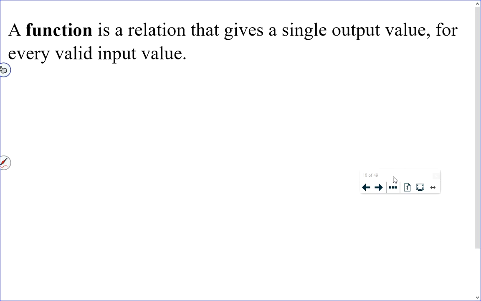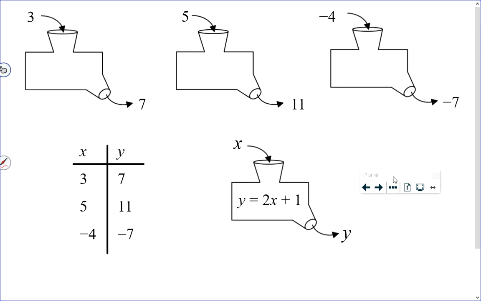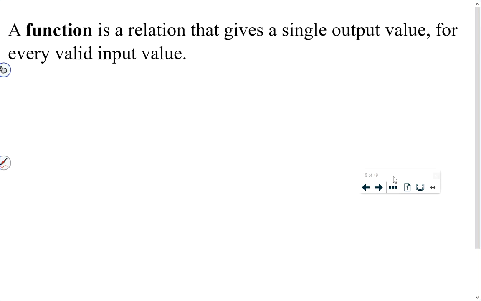Now let me tell you what a function is. And this thing that we just looked at happens to be a function. A function is a relation that always gives one output for each input. And you're probably going to sit there and think about that and go, how could it be any other way? We'll get to an example in a second.